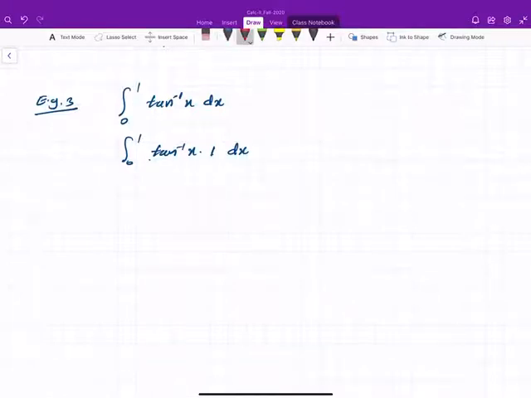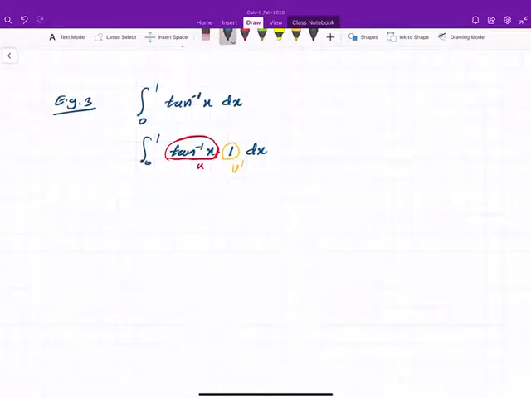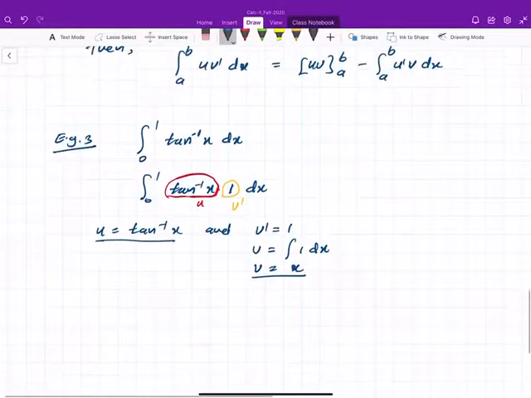Then this is your u and this is v prime. U equals tan inverse x and v prime equals 1. All right. Now you have to get v out of v prime. For that you are integrating 1 with respect to x. So v is just x.